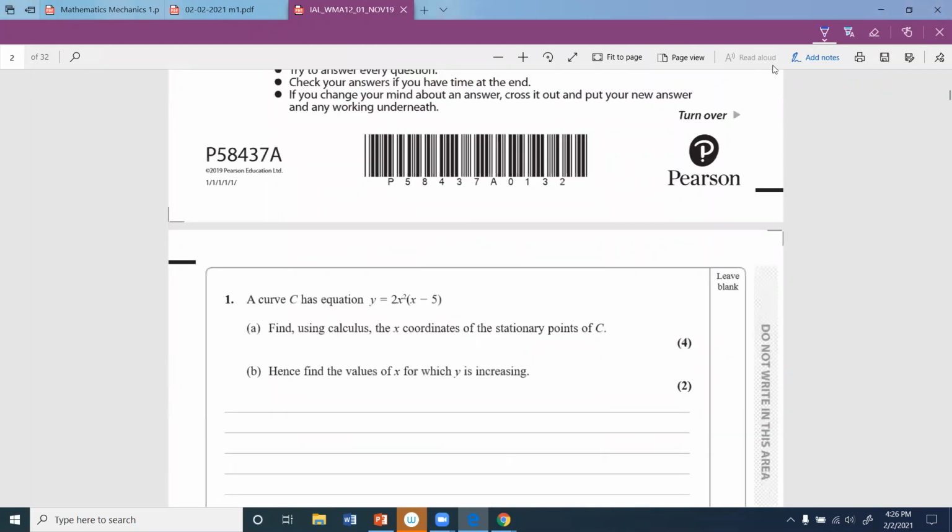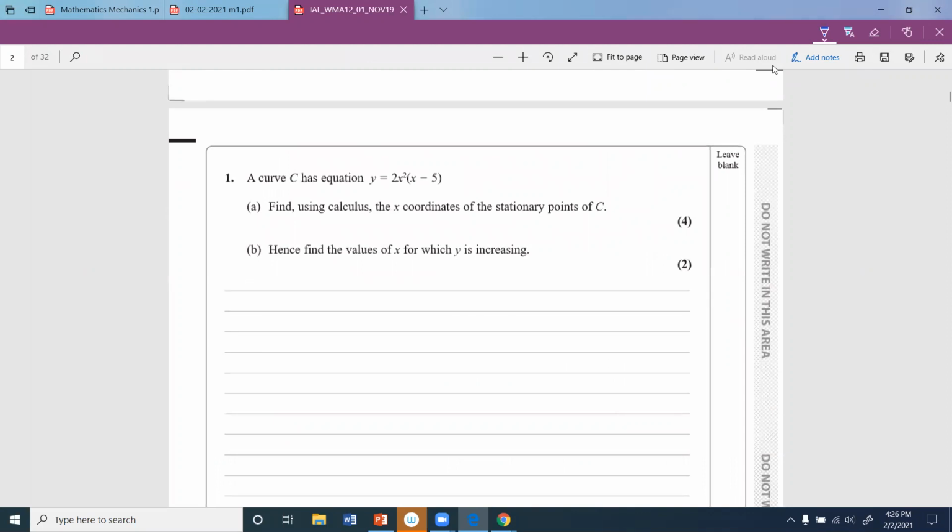Okay. For this question, they mentioned the curve C has an equation y equals 2x squared (x minus 5). Before we come up with this, I'll make a small sketch on this diagram. You can say there's an intersection with the x-axis where y becomes 0, and the other one is at 5. This is not relevant for this question.